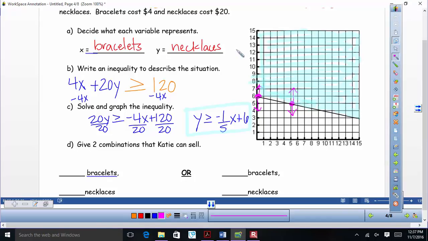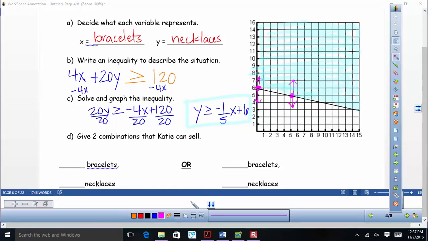So, Jocelyn, give me 2 combinations that she could sell. Or, sorry, 1 combination that she could sell. I put 5 and 8. Do you know what I would put if I was y'all? 15 and 15, because it's all the way up here.